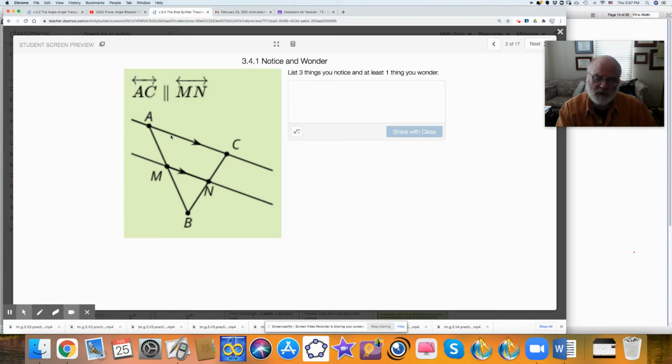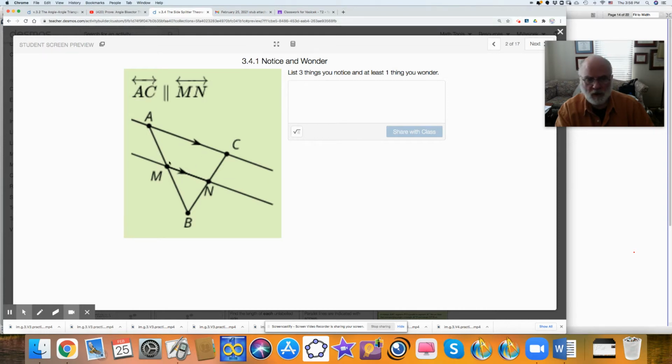One person noticed that angles CAB and MNB are congruent because they are alternate interior angles formed by the transversal AB crossing the parallel lines. The same with angle C and angle MNB. Both of these angles are corresponding. One person noticed that angle B is congruent to itself, and it's in common with both the little triangle and the big triangle.